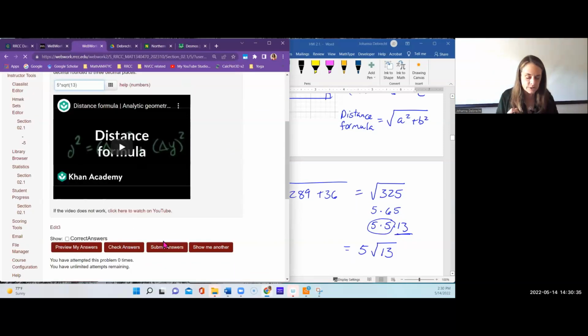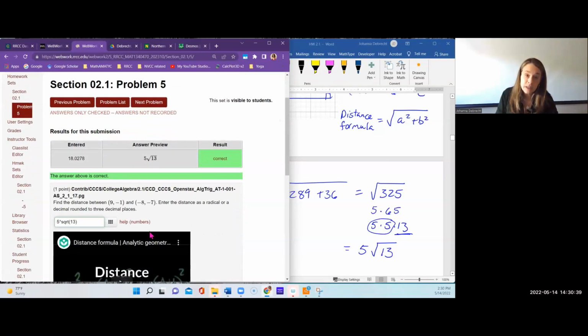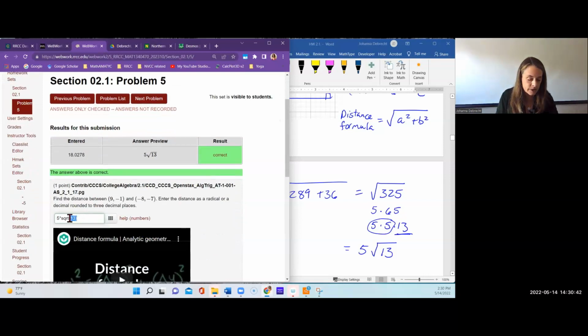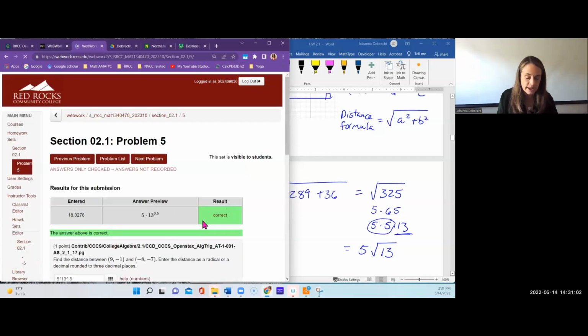Let's check our answer and see if we get the lovely green check. Yes. And let me show you another way of typing it as well. You can put 5 times, and then you can put in the 13, and then use the caret symbol, and you raise it to the 0.5 power. The 1/2 power represents the square root, and 1/2 is the same as 0.5. Let's check and see how WebWork deals with that.